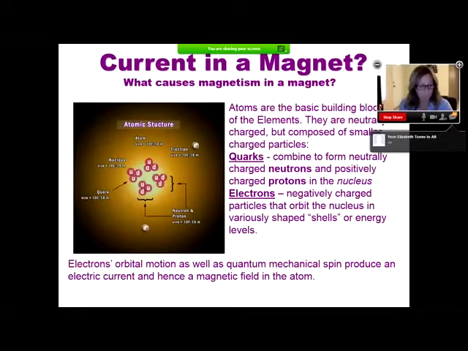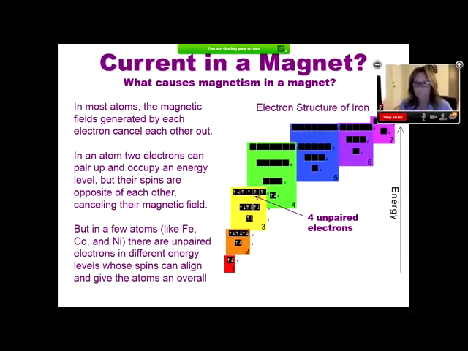And electrons are charged particles, and they also have something called a quantum spin. So in essence, they spin, but they spin in a quantum mechanical way. So they're not actually spinning. You can't see them spin. But because it's a charged particle with a spin, it has a magnetic field. So these electrons have magnetic fields, and they can add up with one another within the atom.